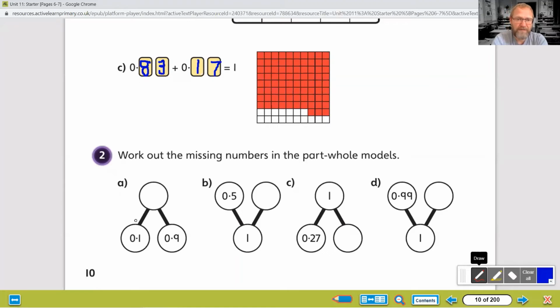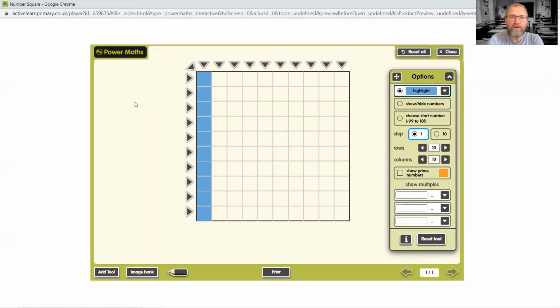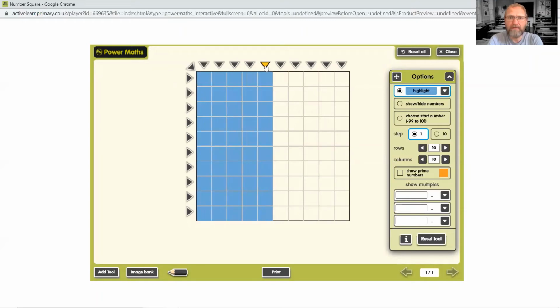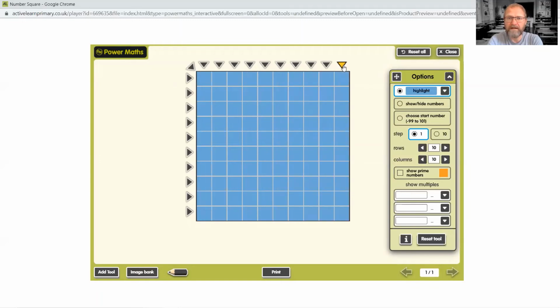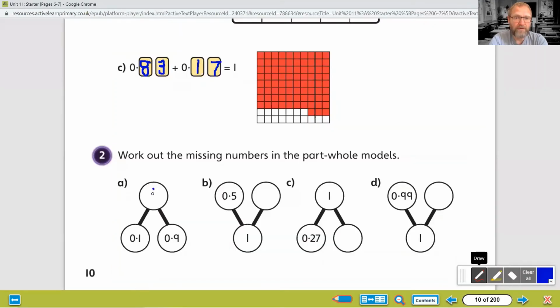Okay, question 2. So thinking about our 100 square again, we've got 0.1 or 1/10, 0.9 or 9/10. So here we have 1/10, and we're going to add 9/10. That's 1, 2, 3, 4, 5, 6, 7, 8, 9 tenths. And as you can see, if we add 9/10 to 1/10, we get a whole. So in there, we've got one whole.